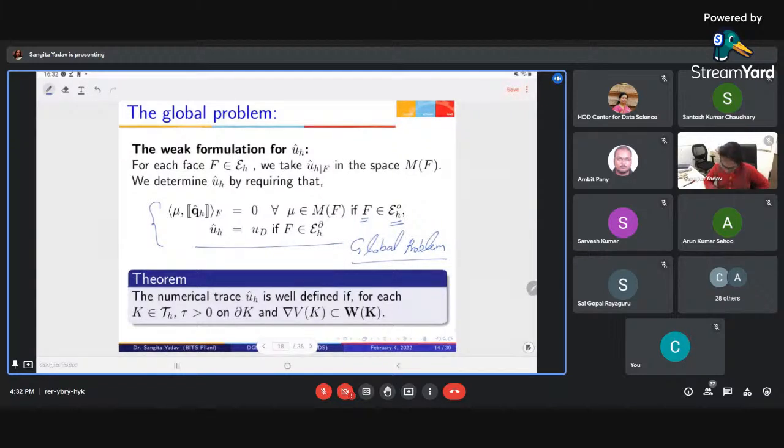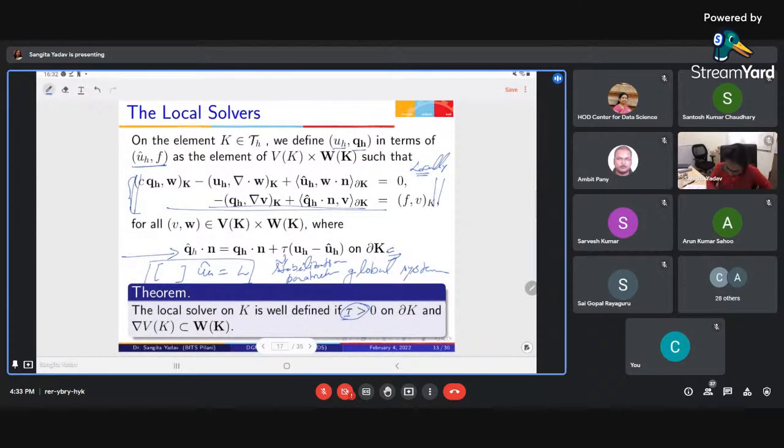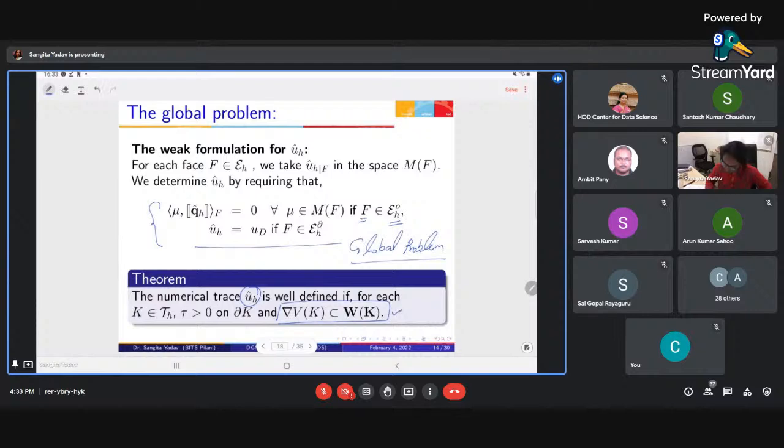Whose size is going to be much smaller than the standard DG method. And here it happens that if this numerical trace û_h is well defined, whatever space you are choosing, that means V and W, we are choosing these spaces and taking these functions when we are talking about these formulations. So V we are taking from the space V_k and W we are choosing from W_k. So we need to choose these spaces so that this condition is being satisfied.